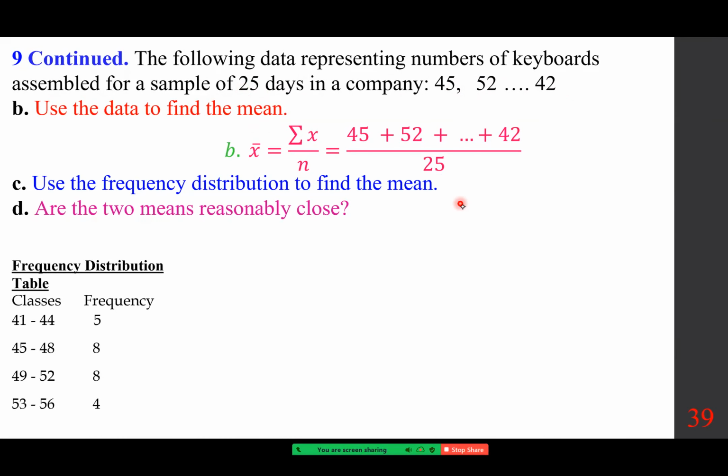If you add up, divide by 25, you come up with 48.40. Now, what if we use the frequency distribution table to find the mean? In essence, it's estimating. It may not be exact. The point is, how do you find it? And when you find it, are they close enough? This is the process that the statisticians have used, and that is, if we have the frequency distribution table, that means normally we don't have every piece of data.